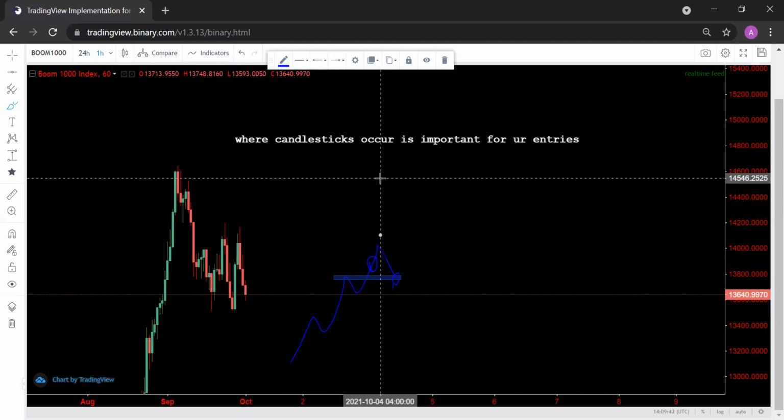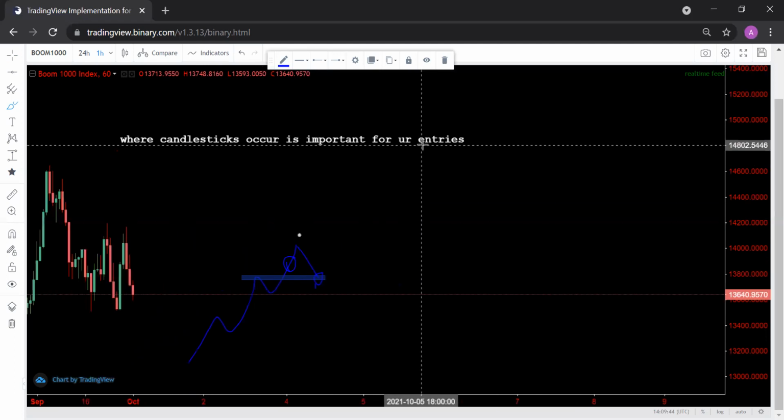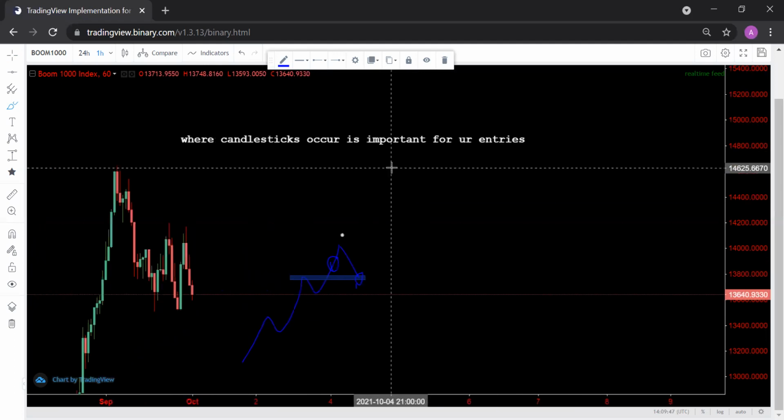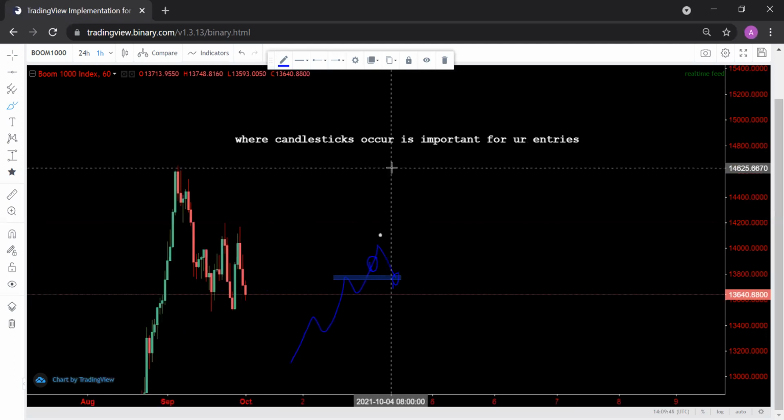Okay, so the third and the fourth are the trend line and the order block, but we are going to be discussing that in the next class.